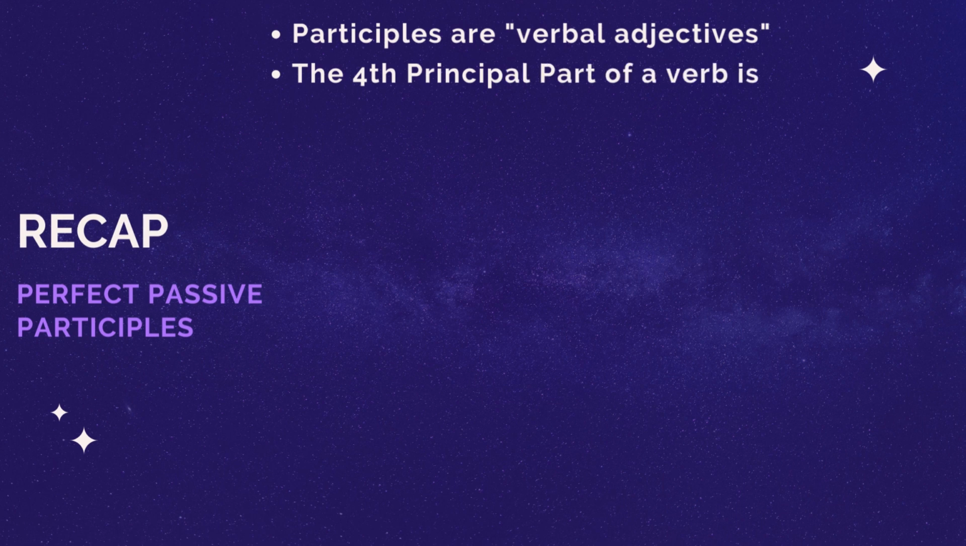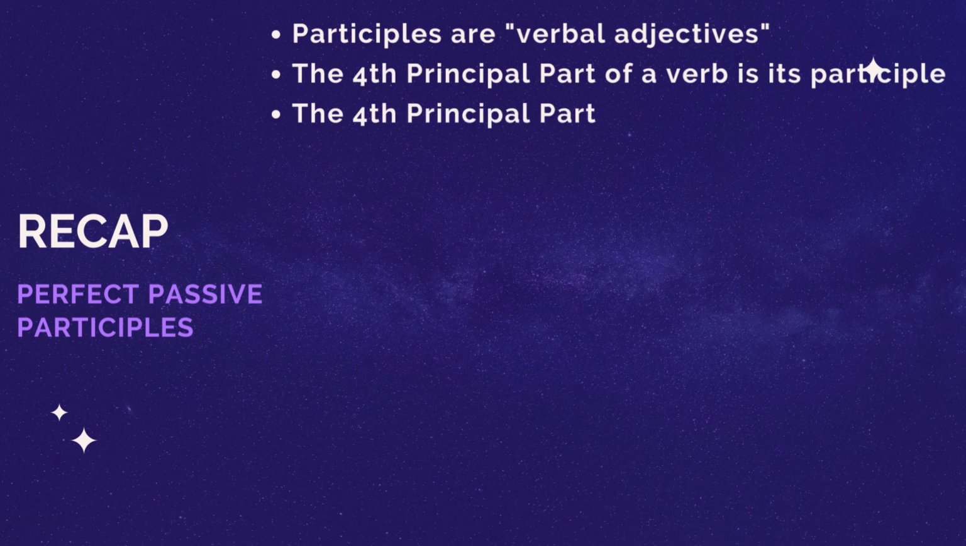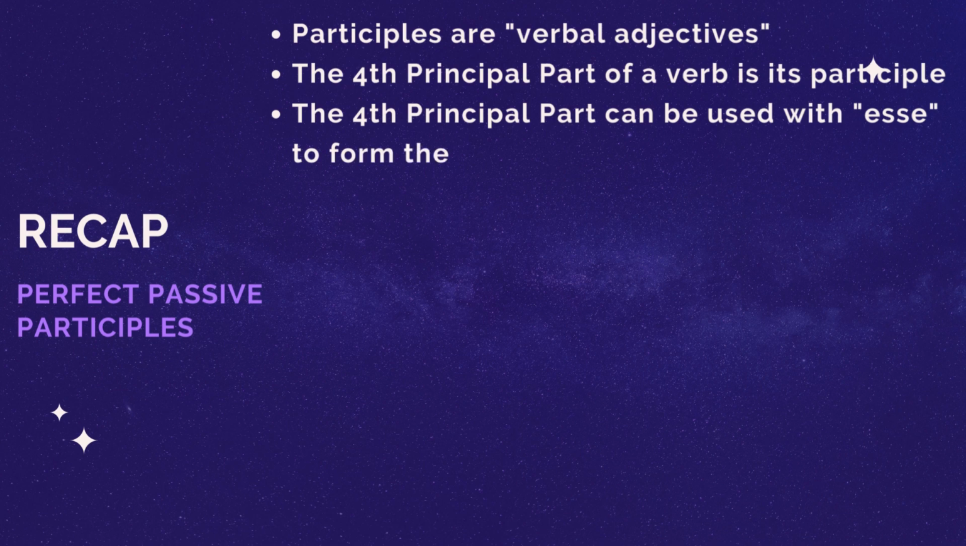So let's just do a quick recap of what we saw in this video, right? Because there's a lot coming at you. You want to remember a few things. Participles are verbal adjectives. They are adjectives that come from verbs. You got to wrap your head around that idea. It's not too complicated, but it does take a little bit to really understand.